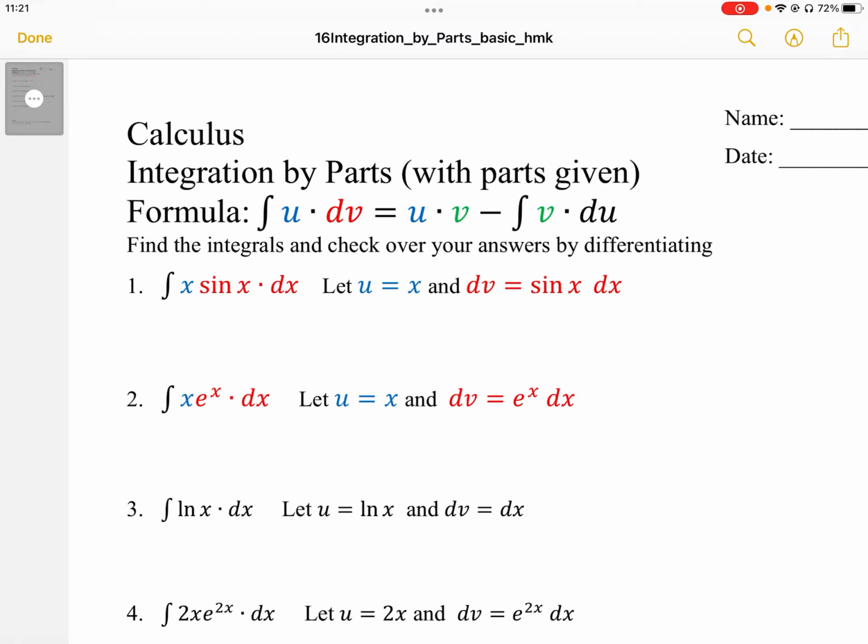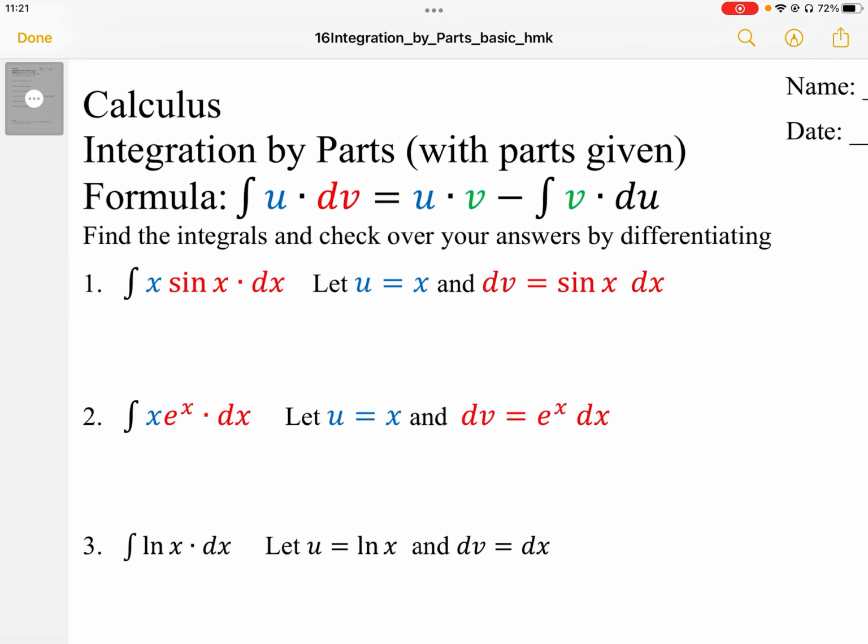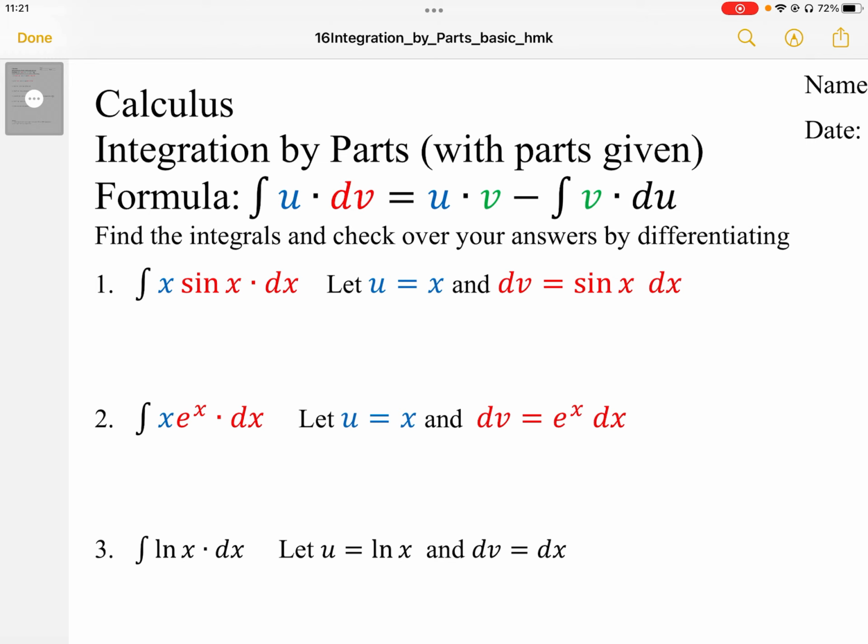In this case, our choices of parts are x and sine x. The sine x is a more complex function, so we're going to choose that as our dv function. So we've got our dv in red here, and we're going to then let u be the x function.